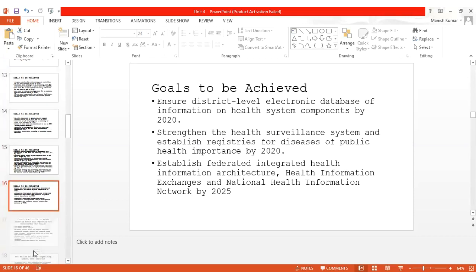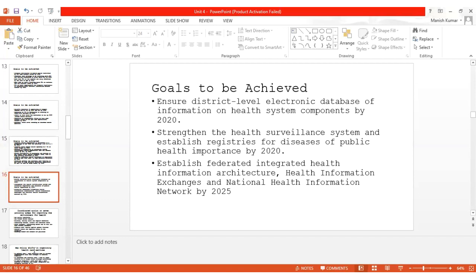So ensure district level electronic database information on health system components by 2020, which is again a missing link. We have not digitalized our data. Strengthening the health surveillance system. How good is IDSP of your state? Is the state surveillance unit, SSU, functional, working very good, reporting of S, P, L forms?